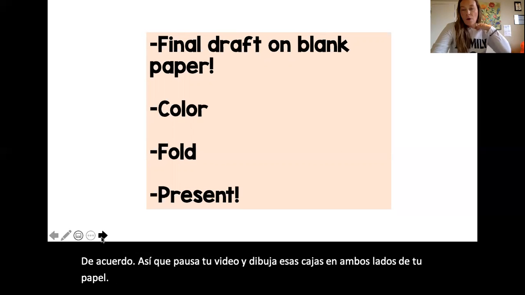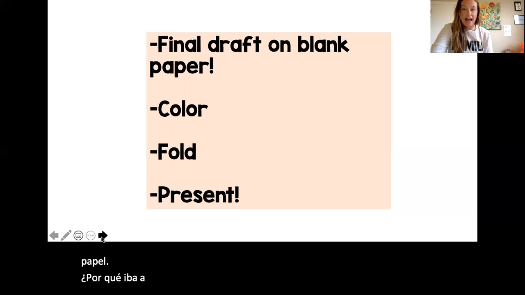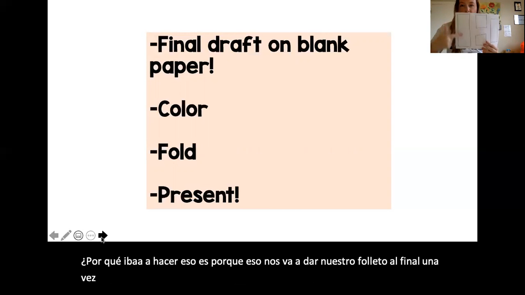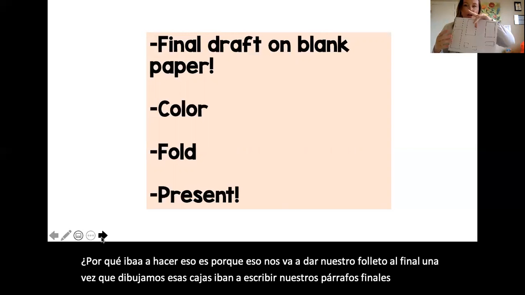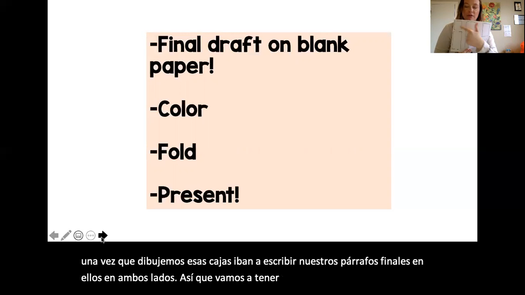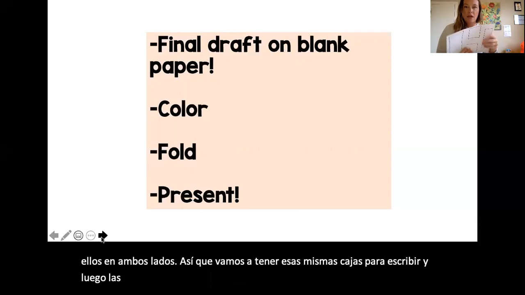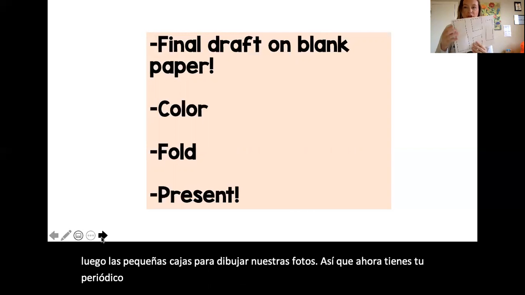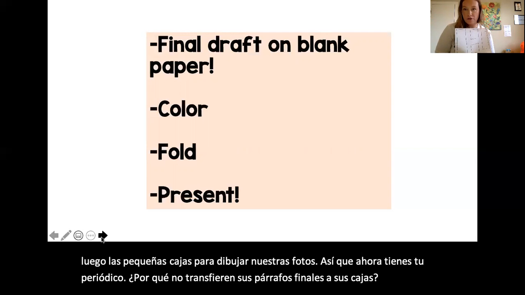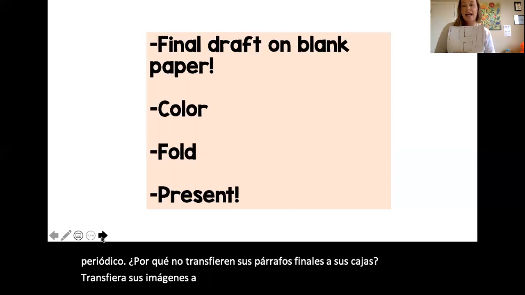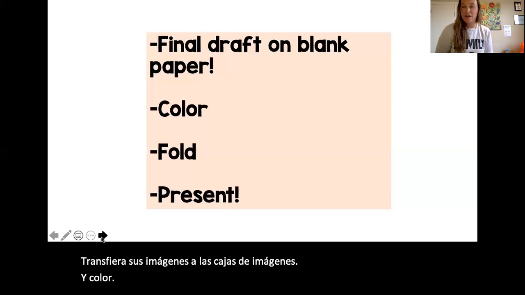Great. Why we're gonna do that is because that is gonna give us our brochure at the end. Once we draw those boxes, we're gonna write our final paragraphs in them on both sides. So we're gonna have those same boxes to write in, and then the little boxes to draw our pictures in. So you have your paper now, so why don't you guys go ahead and transfer your final paragraphs over to your boxes, transfer your pictures over to the picture boxes, and color. Go ahead and pause the video now and transfer your writing over to your final draft.